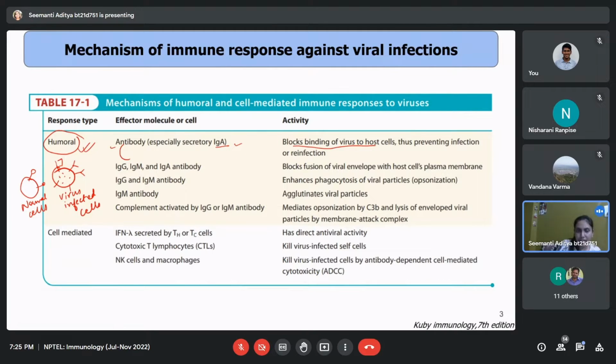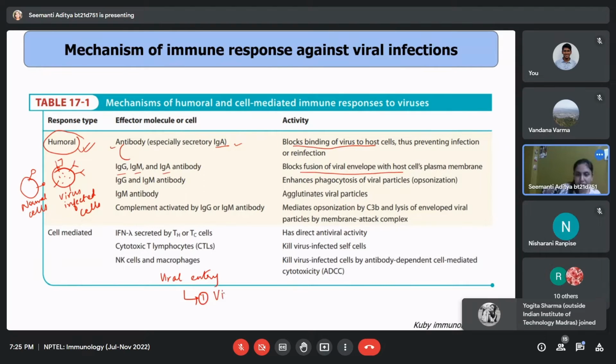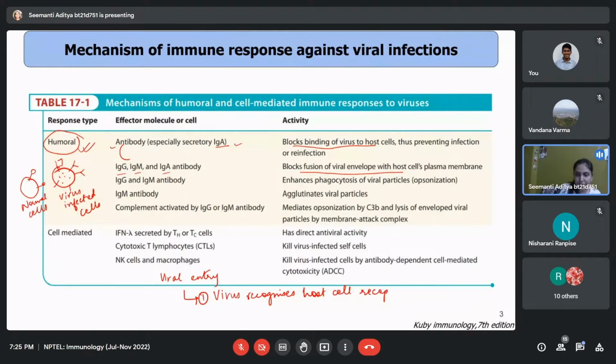Other types of antibodies, like IgG, IgM, and IgA, can block the fusion of the viral envelope and the host cell plasma membrane. During the virus entry process, there are two steps. The first step is when the virus recognizes the host cell receptor, and the second step is when the viral and the host membrane fuse together.